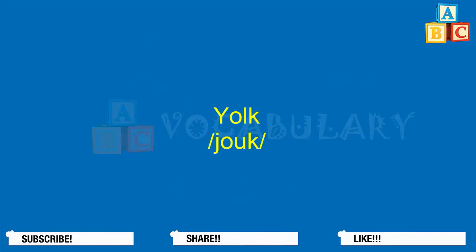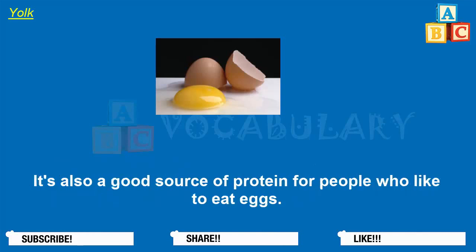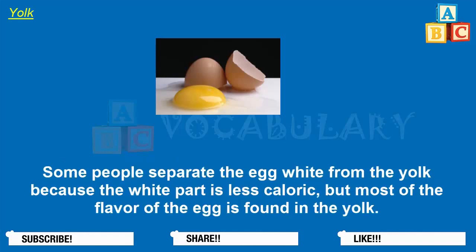Yolk. The yellow inside area of an egg is called the yolk. This is a rich source of protein for the animal that feeds on the yolk as it develops inside of an eggshell. It's also a good source of protein for people who like to eat eggs. Some people separate the egg white from the yolk because the white part is less caloric, but most of the flavor of the egg is found in the yolk.